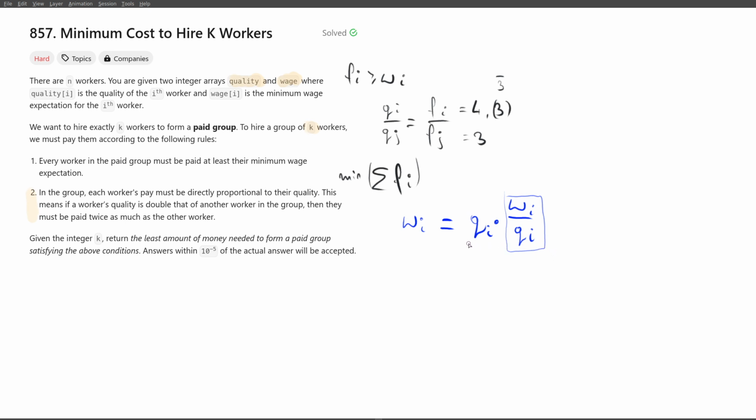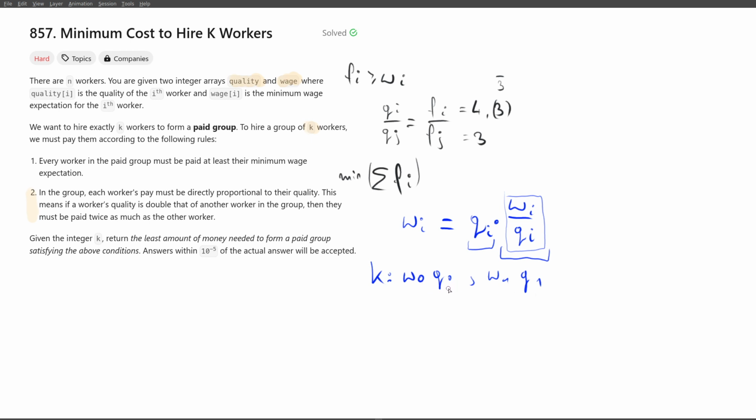But now we know this thing, and of course we also know this thing, because this is just W divided by Q. But now if we know for all the workers this quotient, this value of W divided by Q, and we are given K workers, we're given W0, Q0, W1, Q1, then how much do we have to pay them?